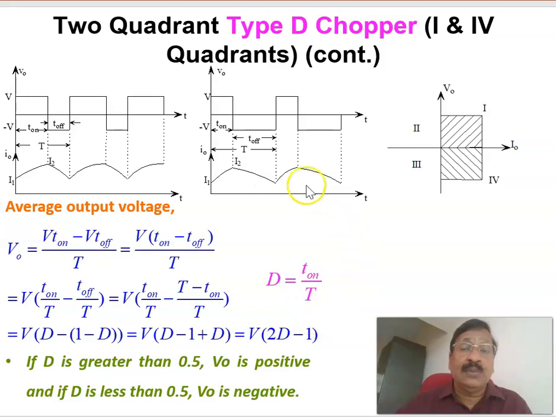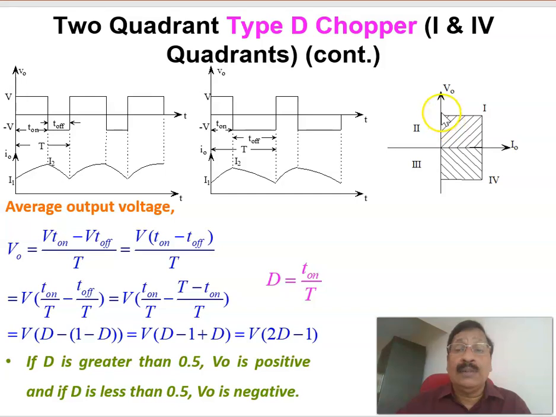Therefore, the equation for the average output voltage is given by the input voltage V into 2 times the duty ratio minus 1, that is V into 2D minus V. Now let us see. If D is less than 0.5, you will be getting a negative average voltage. And if D is more than 0.5, you will be getting an average of positive value. Therefore, if D is more than 0.5, V0 is positive. And if D is less than 0.5, V0 is negative, that is, the average load voltage is negative.